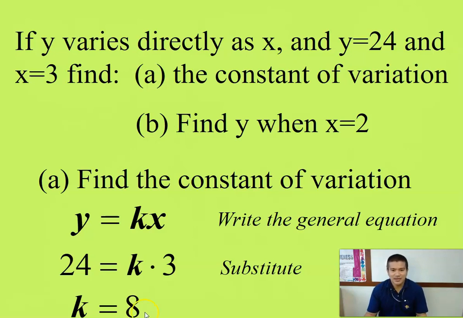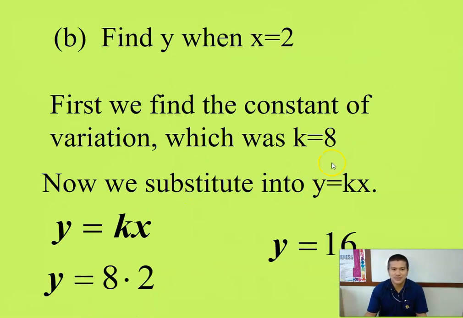After finding k, you will solve for x equals 2. Find y when x equals 2. Since we have k, you just substitute it. Therefore, y equals kx, where k is 8, and we are looking for y when x is 2. So y is equal to 16. As I said, always remember that if the problem states direct variation, you will have y equals kx.